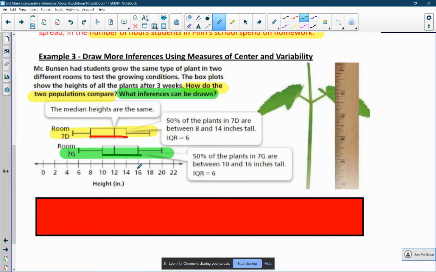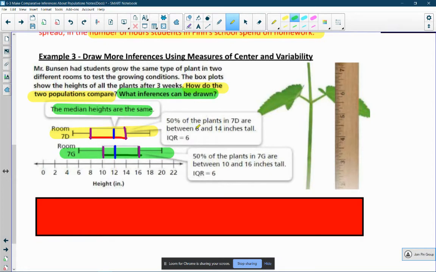Now, that doesn't tell us much there, but we can also look at their medians. Here's a median and there's a median. Those look almost exactly the same. So these 2 medians are the same, about 12. But here's a first quartile for room 7D, and there's a first quartile for that one. So those are different, along with their third quartiles. Those are also different. So I'm going to drag this little line and see if it's the same length. It is. So that means they have the same amount of variability. Their IQR is the same. So let's see what's written in these different boxes. Number 1, the median heights are the same.